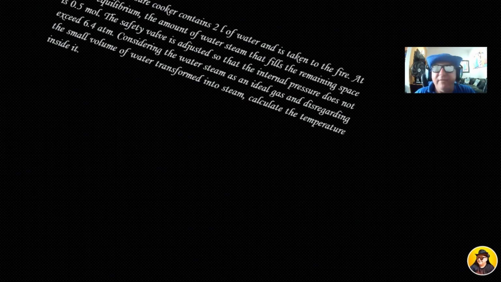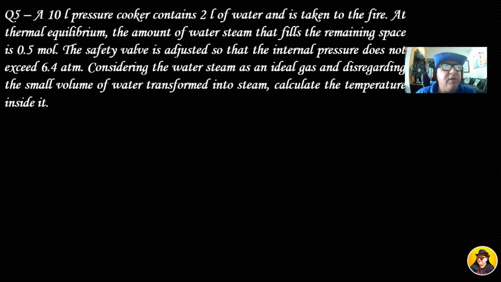Let's see question number 5. This is our last question. A 10-liter pressure cooker contains 2 liters of water and is taken to the fire. At thermoequilibrium, the amount of water steam that fills the remaining space is 0.5 mole. The safety valve is adjusted so that the internal pressure does not exceed 6.4 atmosphere. Considering the water steam as an ideal gas and disregarding the small volume of water transformed into steam, calculate the temperature inside it. So we have to calculate the temperature inside the pressure cooker.